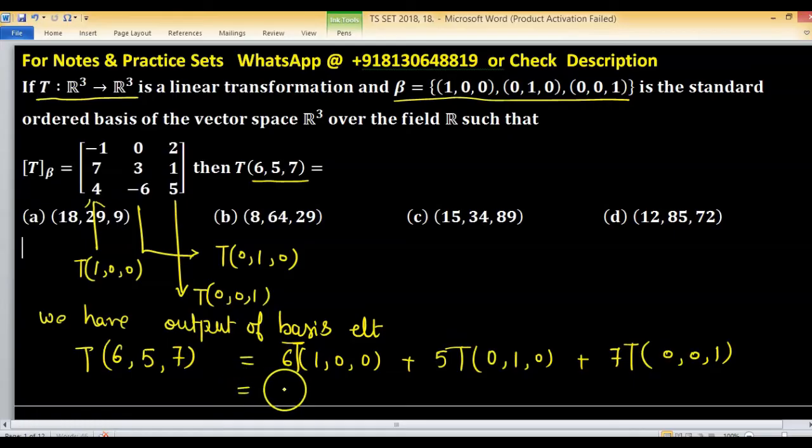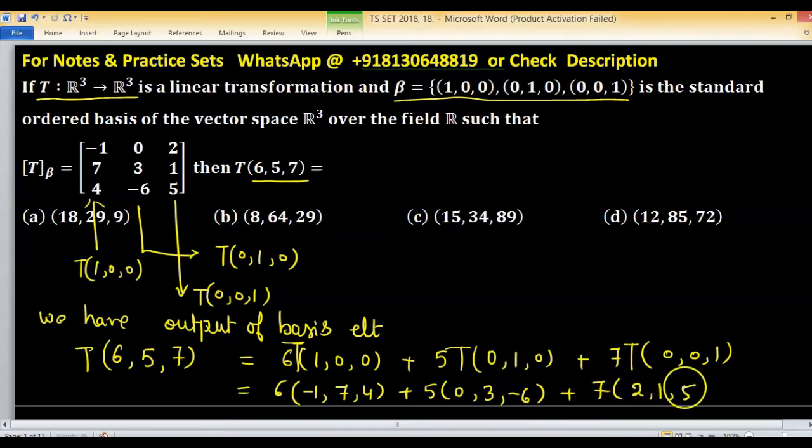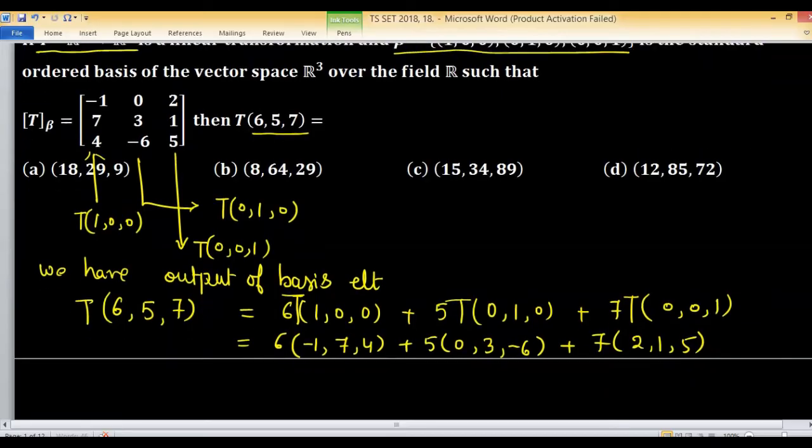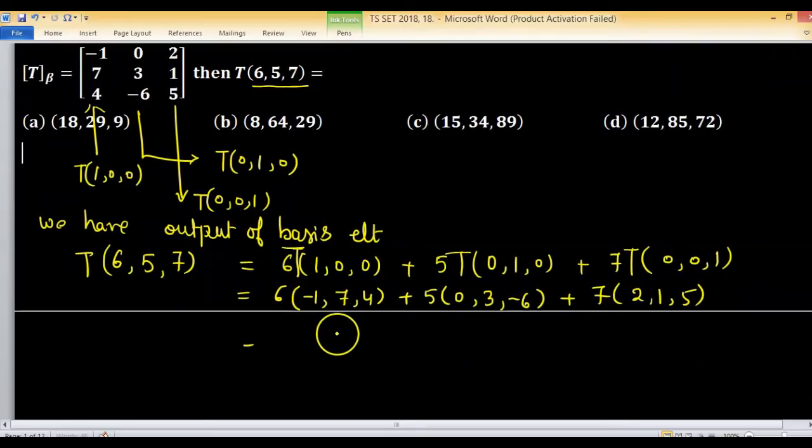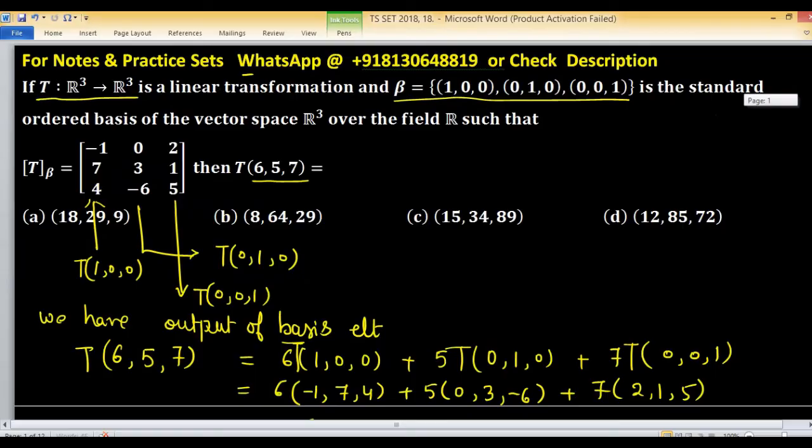So we have 6 times the image of the first basis element, which is -1, 7, 4, plus 5 times the image of the second element, which by the matrix representation we can write easily as 0, 3, minus 6, plus 7 times the image of the third element, 2, 1, 5. Now add all these. After adding we have 8, 64, 29. It is matching option B. So B is the right key.